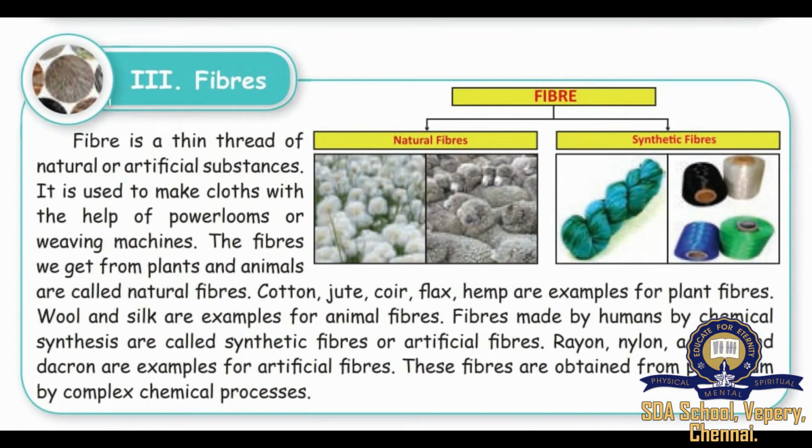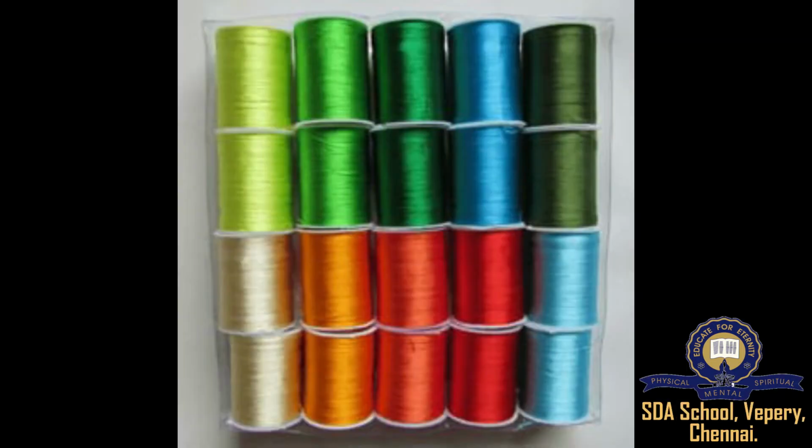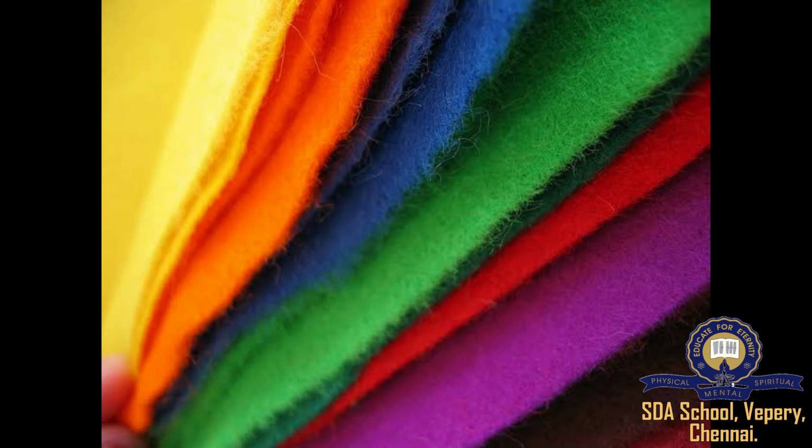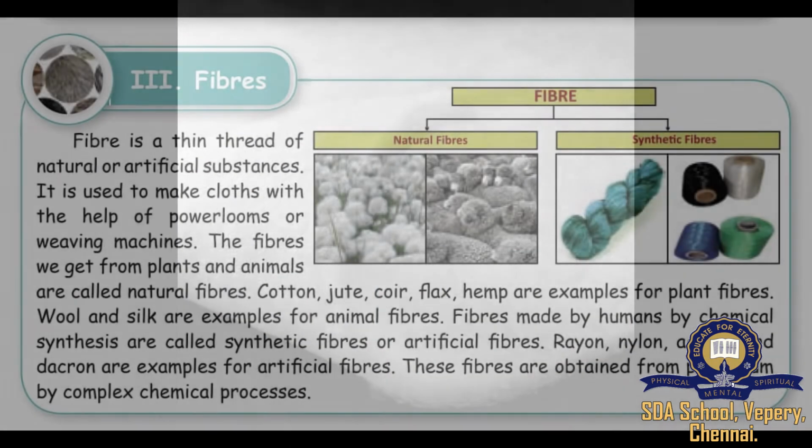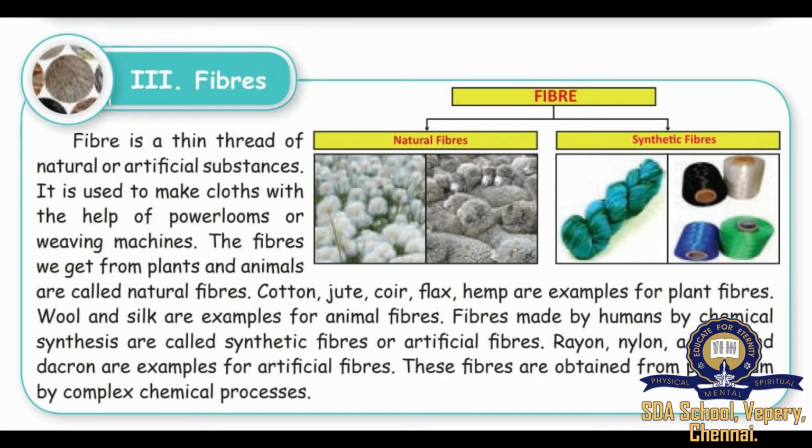How are synthetic fibers made? Fibers made by humans by chemical synthesis are called synthetic fibers or artificial fibers. Rayon, nylon, acrylic and decron are examples for artificial fibers. These fibers are obtained from petroleum by complex chemical processes.